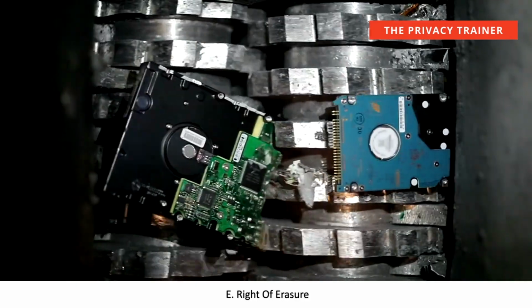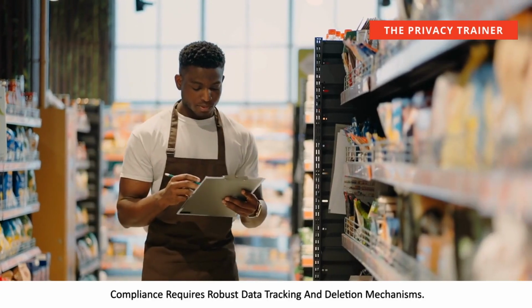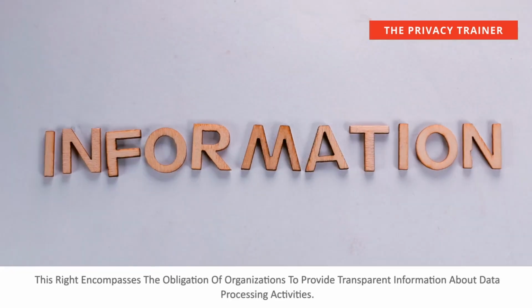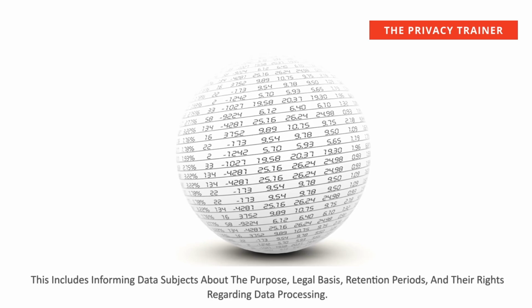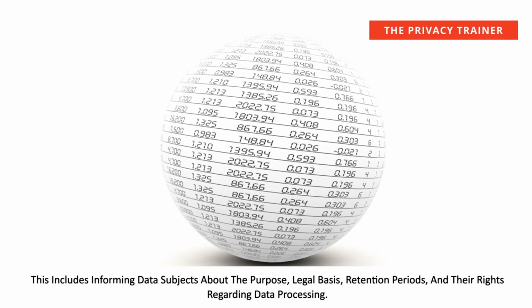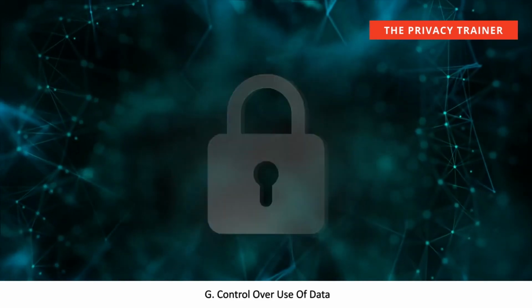E. Right of erasure. Also known as the right to be forgotten, this right allows individuals to request the deletion of the data when it's no longer necessary for the purpose it was collected, among other conditions. Compliance requires robust data tracking and deletion mechanisms. F. Right to be informed. This right encompasses the obligation of organizations to provide transparent information about data processing activities. This includes informing data subjects about the purpose, legal basis, retention periods, and their rights regarding data processing. G. Control over use of data.